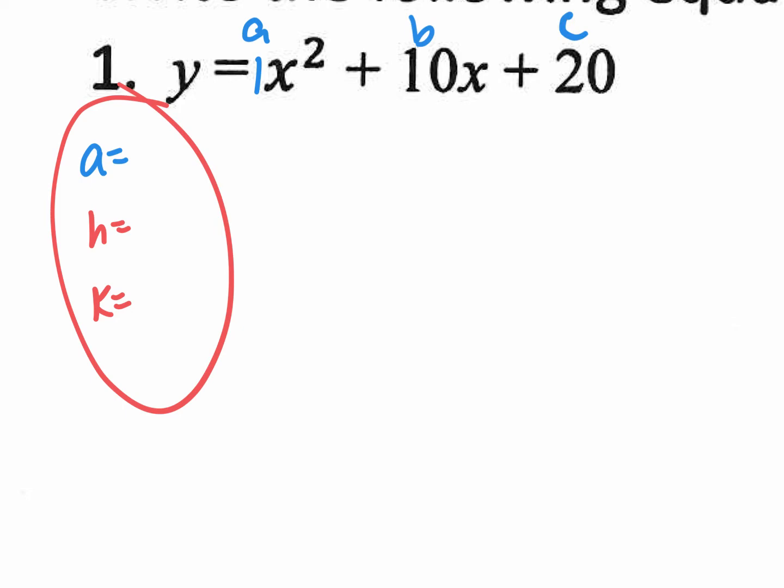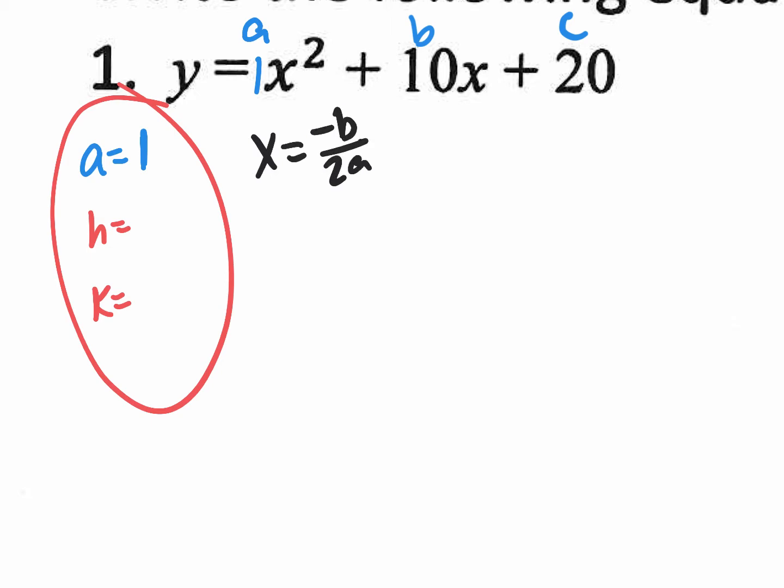It's the same a value as this one, it's 1. And then over here we have a b and a c. So I know my a value is 1. Now I am going to find h and k. How? By finding my vertex, because my vertex is my hk value. And how would I find the vertex of a standard form quadratic equation? I would have to use a formula. x equals negative b over 2 times a.